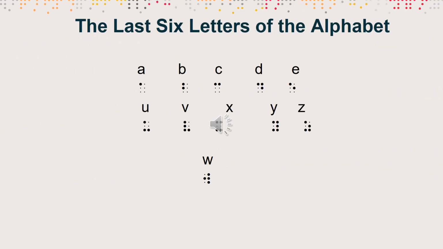Here are the last 6 letters in print and Braille formats. Letter U is from letter A with the addition of dots 3 and 6. Letter V is from B with dots 3 and 6. Letter X is from letter C added with dots 3 and 6. Y is letter D with dots 3 and 6. And letter Z is letter E with dots 3 and 6. On the other hand, letter W has dots 2, 4, 5, and 6.